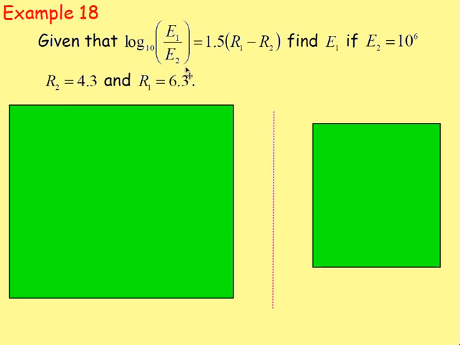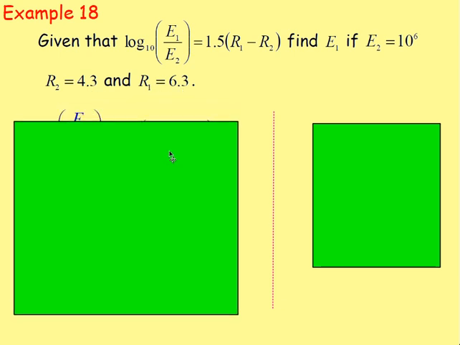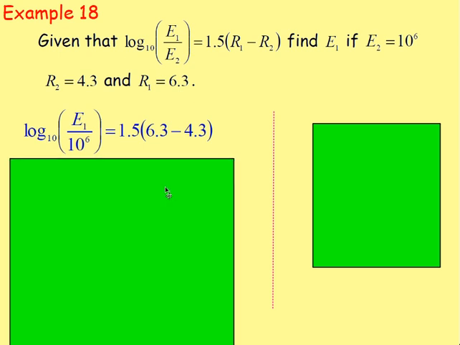equals 10 to the power of 6, R2 equals 4.3, and R1 equals 6.3. Any suggestions with this one? What would you do first to work this out? Bally? Yeah, good. Just start substituting these numbers in. So replace E2 with 10 to the power of 6, replace R2 with 4.3, and replace R1 with 6.3. So you would end up with that if you're rewriting it.